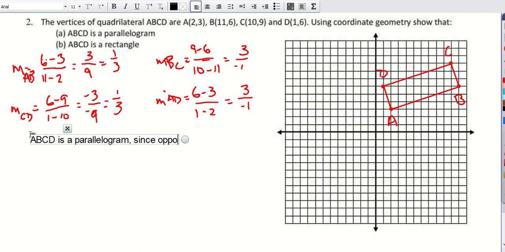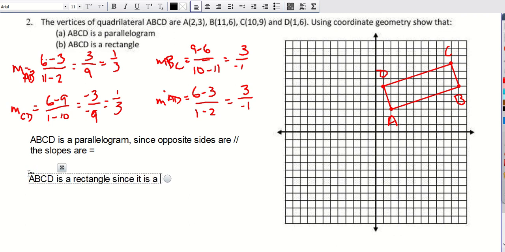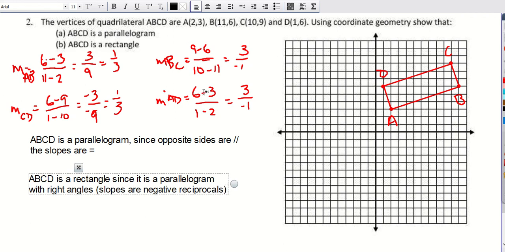Since opposite sides are parallel, the slopes are equal. And then we can continue on now and say ABCD is a rectangle, since it is a parallelogram with right angles, slopes are negative reciprocals.